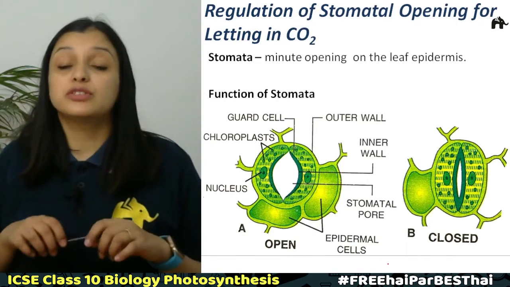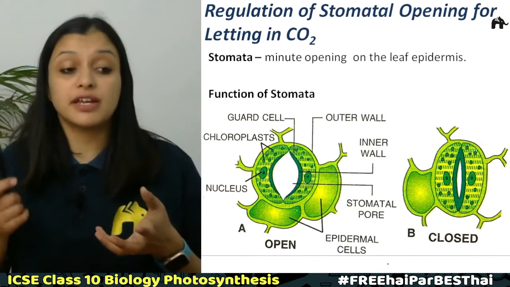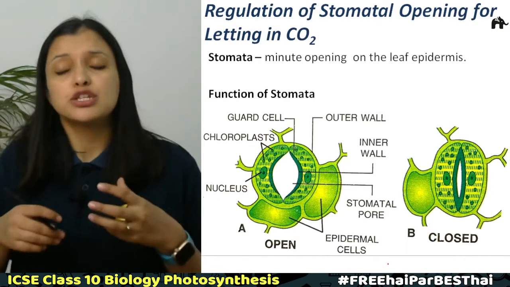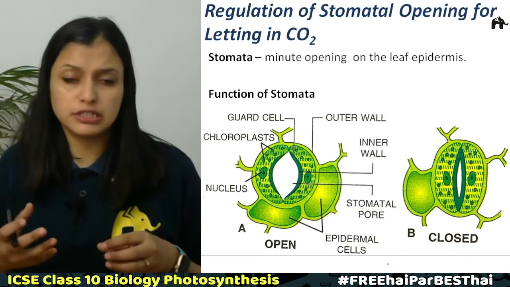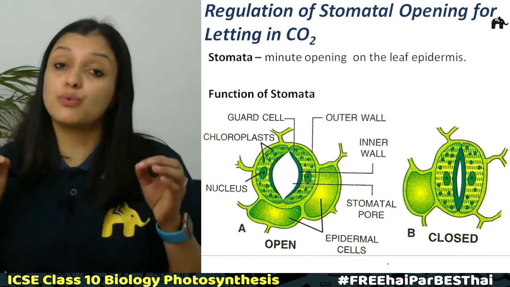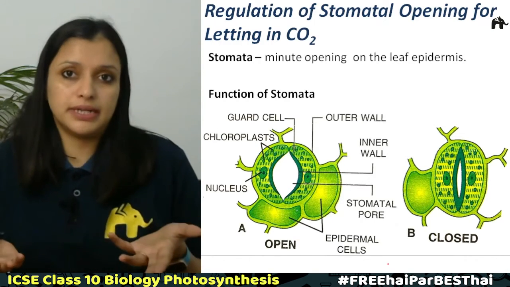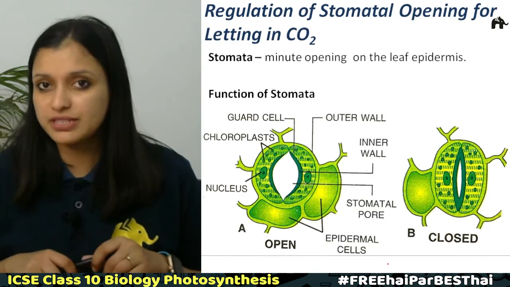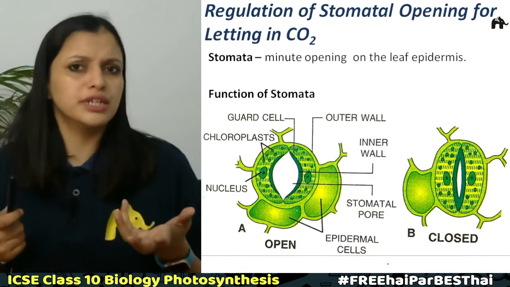Clear? Now the next part, that is regulation of stomatal opening for letting in carbon dioxide. So now we are talking about photosynthesis. For photosynthesis, one of the important raw materials is carbon dioxide. So this means plants have to take in carbon dioxide, right? So how do they do that?